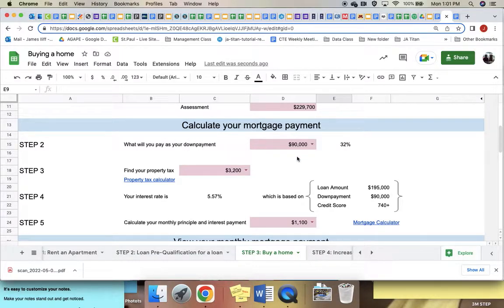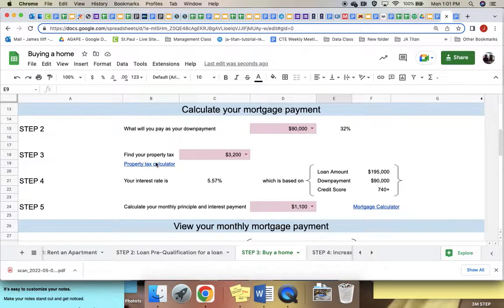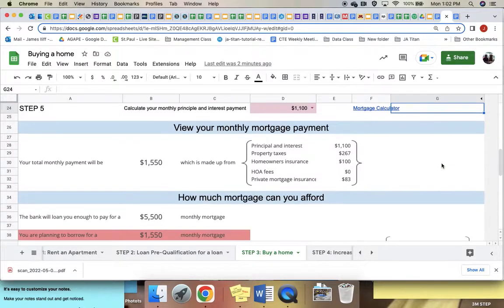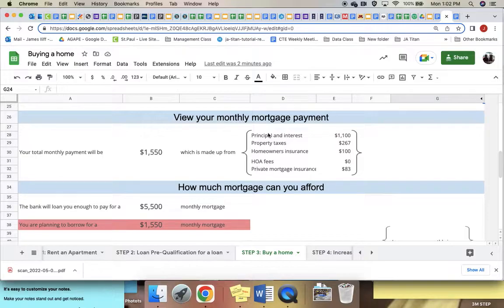So they'll put some information here. They'll use this tax calculator to figure out how much taxes they're going to pay. They're going to get their interest rate. And this is cool because the interest rate is derived from these 3 elements: their credit score, their down payment, and their loan amount. And so students can understand that that's how interest rates are calculated. They're going to use that interest rate to calculate their current principal and interest payment per month. And so they'll use this calculator, get that information, and from that they'll get their monthly mortgage.